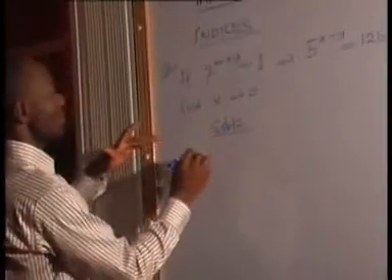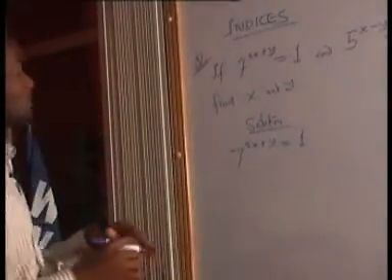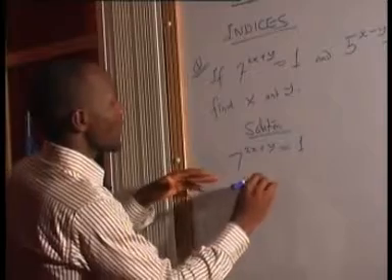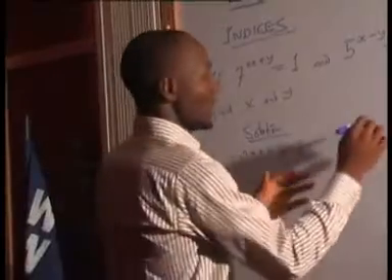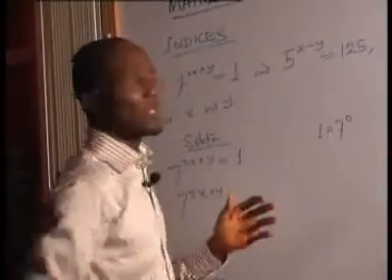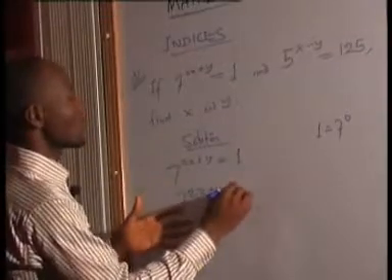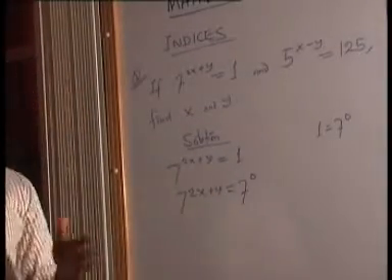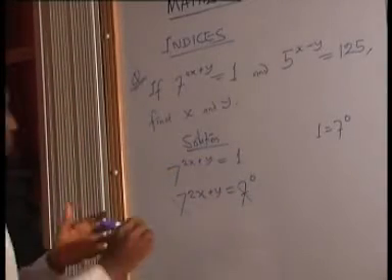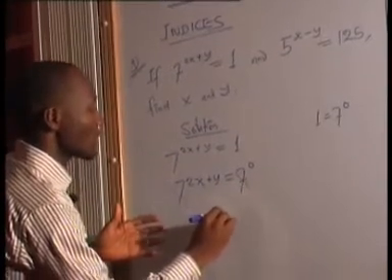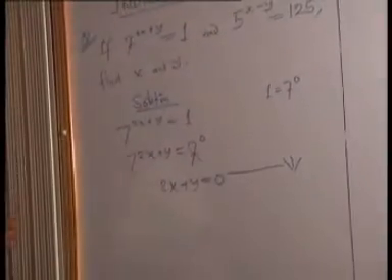The first equation says that 7 raised to power 2x plus y equals 1. I said anything raised to power 0 is 1. If I say 1 is 7 raised to power 0, am I correct? Anything raised to power 0 is 1. That means I'm correct. So instead of writing 1, I can put 7 raised to power 0. Why am I doing that? So that this guy can take care of this guy. That means you now have 2x plus y equals 0.